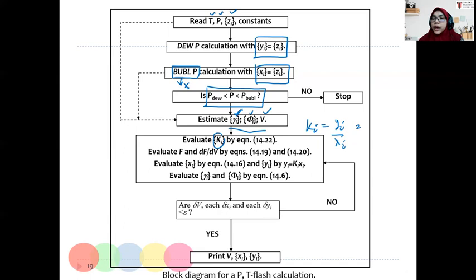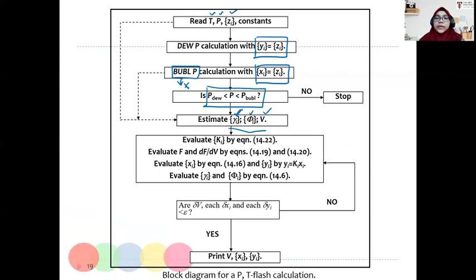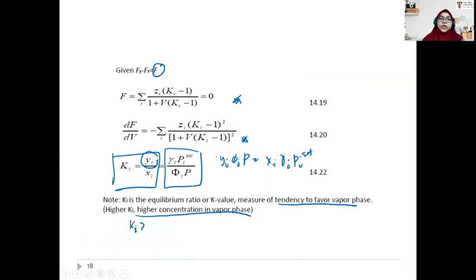And then after that, we may evaluate the Ki value. Ki equals Yi over Xi, or it is expressed by gamma i, Pi saturation over P. So we may use this correlation to evaluate the Ki. And then after that, we may evaluate the F and also the difference of the flow using this.